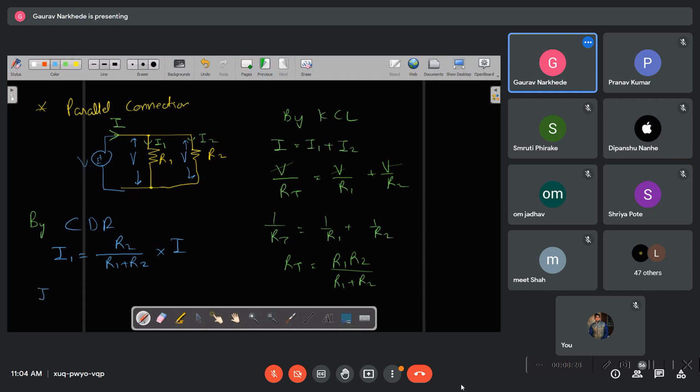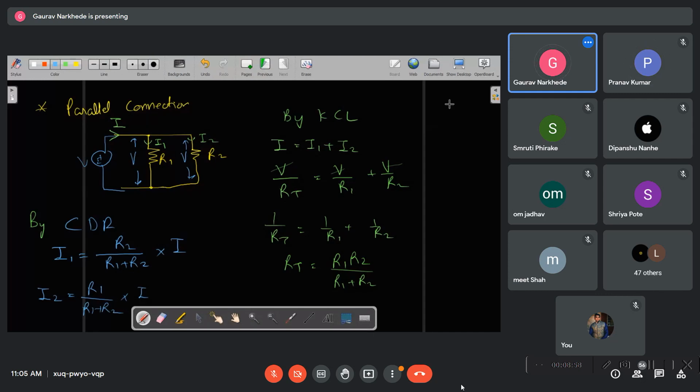Getting? And I2 we can easily find by R1 upon R1 plus R2 multiplied by I. Correct? So this is regarding parallel connection. Any problem in this? Okay, is it simple?